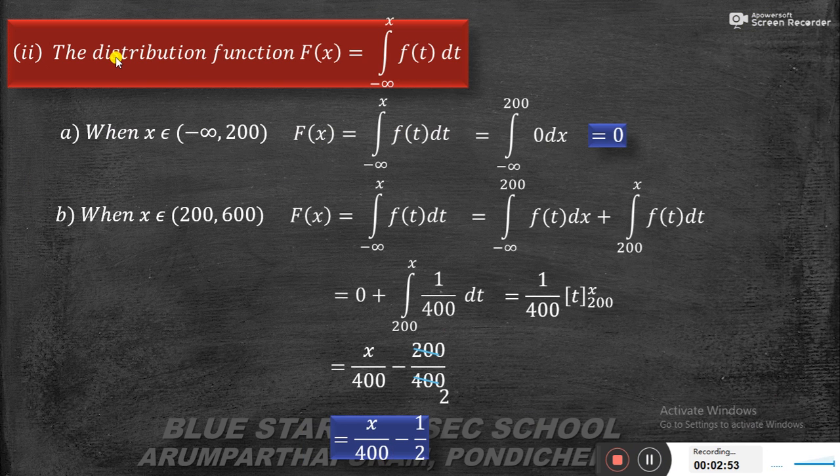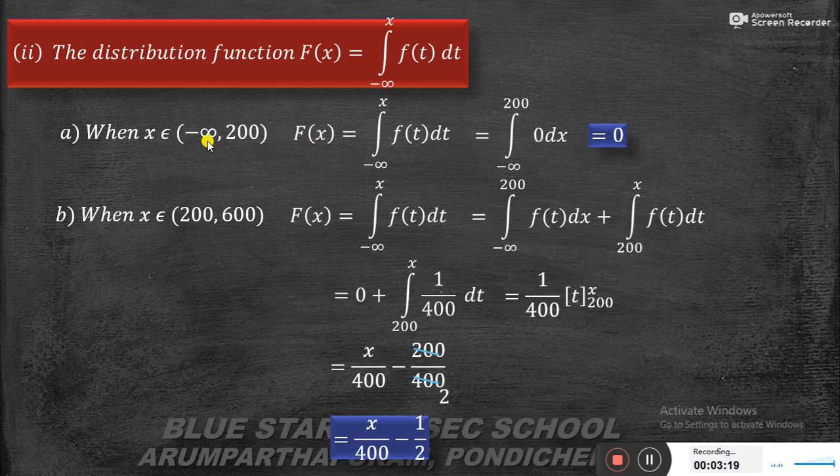Next, the second subdivision: find the distribution function. The distribution function is represented by capital F of x, which is the integral from minus infinity to x of f of t dt. First I take the intervals. The question says f of x equal to k for 200 less than or equal to x less than or equal to 600, and other limits are 0.